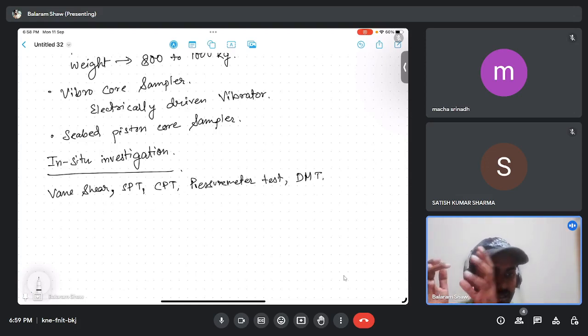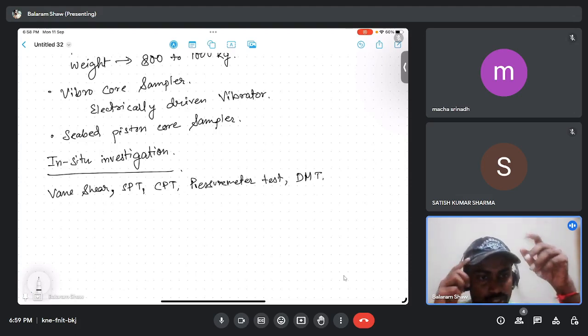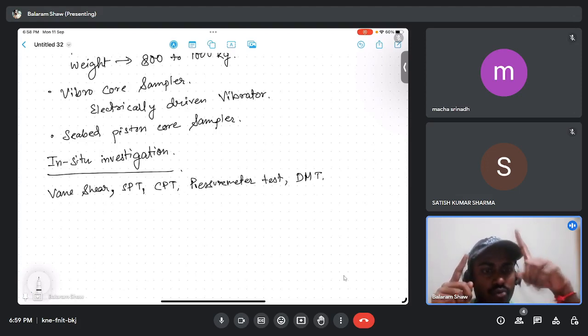Further, while taking the measurements, the pushing rod should be disconnected. The pushing rod that is there should be disconnected from the pushing assembly, so that no movement should be there while taking the measurements.